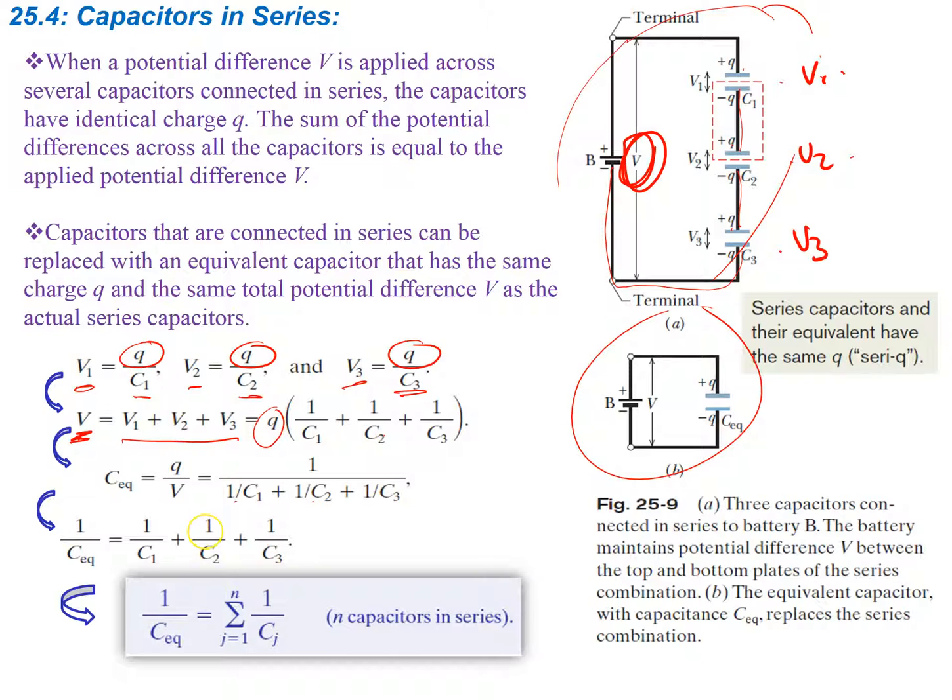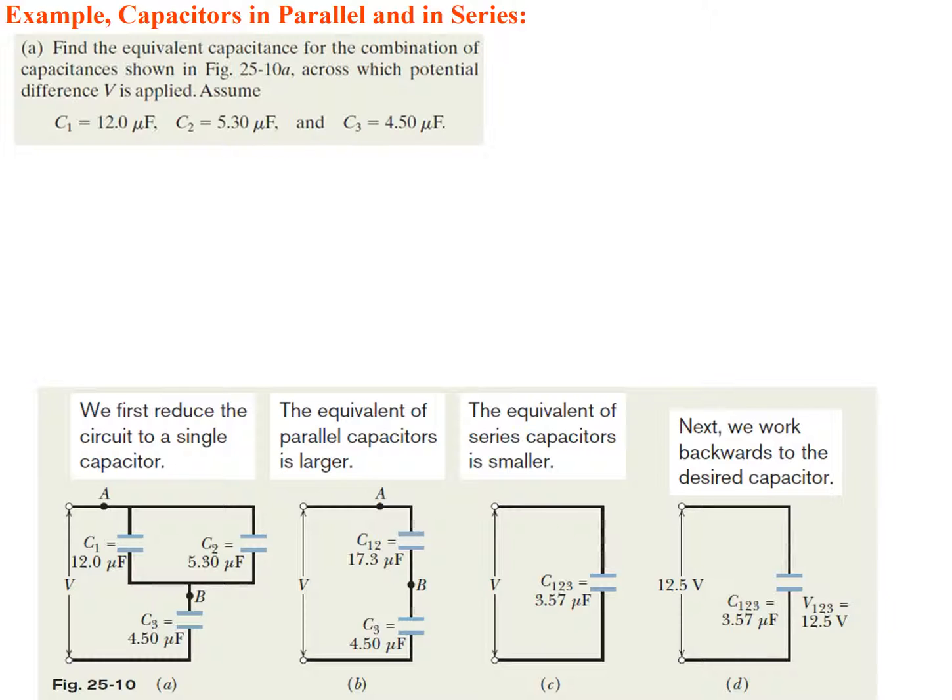All right, so the equivalent capacitance is then going to be 1 over each of these, 1 over all of these. So to simplify that, it's just going to turn into this. So 1 over the equivalent capacitance is equal to the sum of 1 over all of the capacitances, right? For however many capacitors you happen to have in series. All right, so let's go ahead and do some examples.